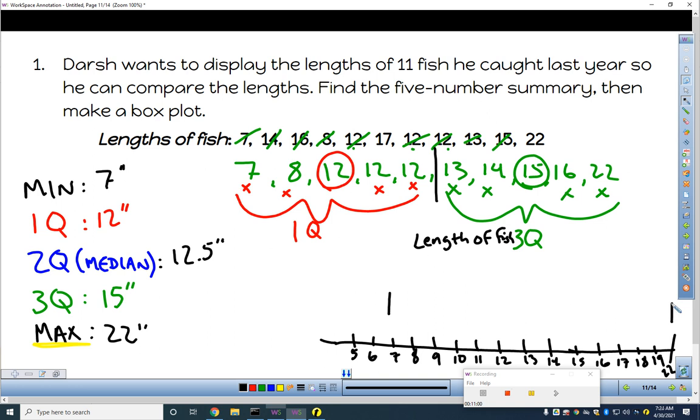Okay. Our first quartile is going to be at 12, and I am going to draw these in the colors we've been talking about. You don't have to. You can use a single color. Our first quartile is at 12. Our third quartile is at 15. And our median is at 12.5, so kind of right here in the middle.